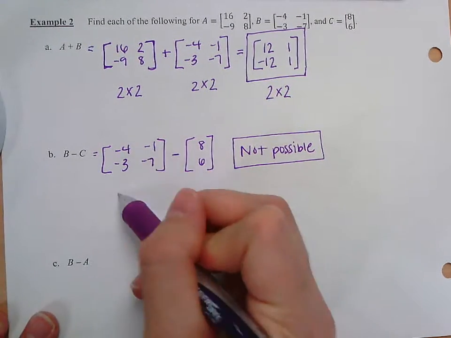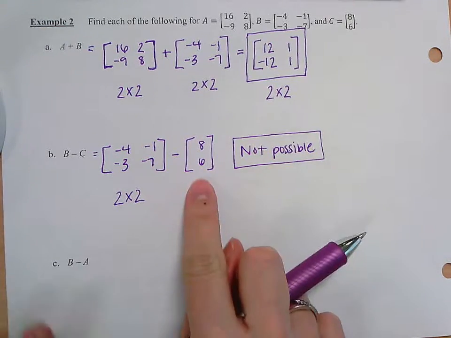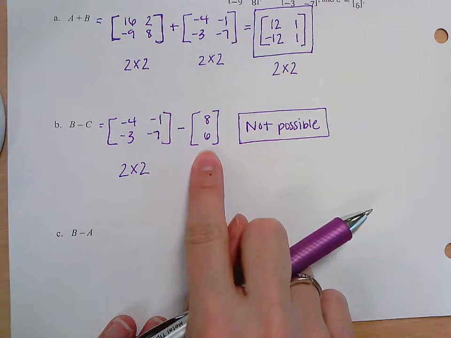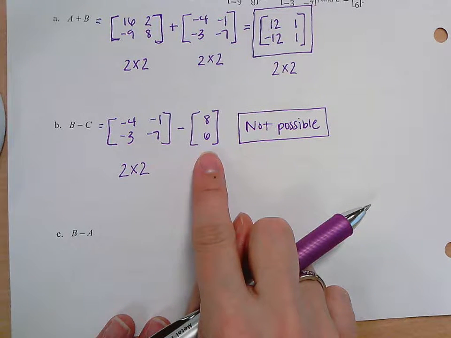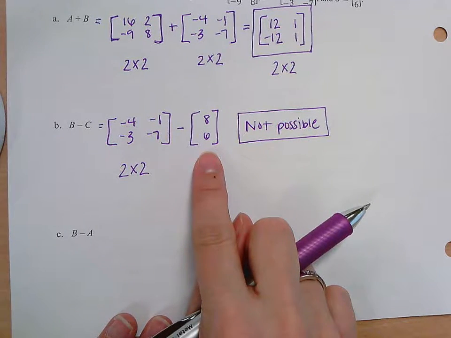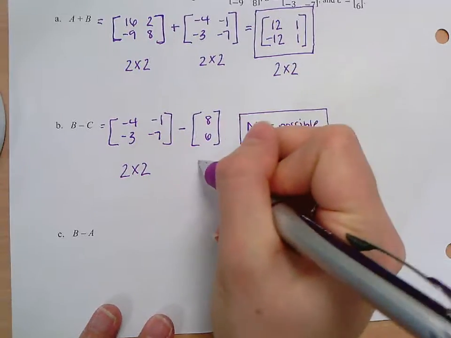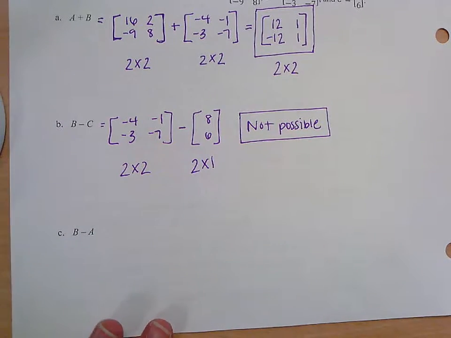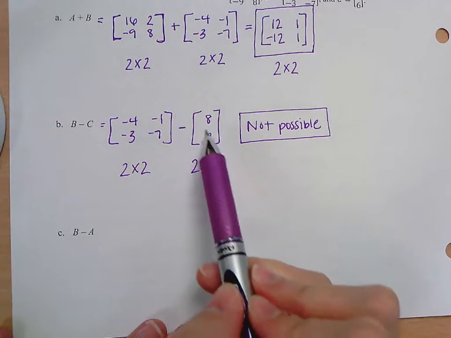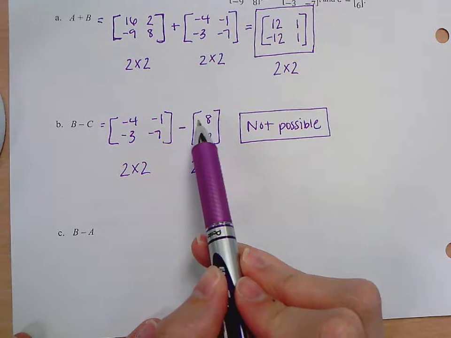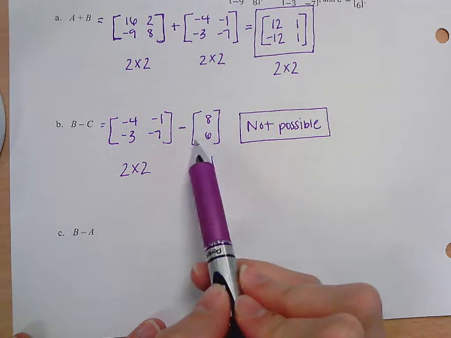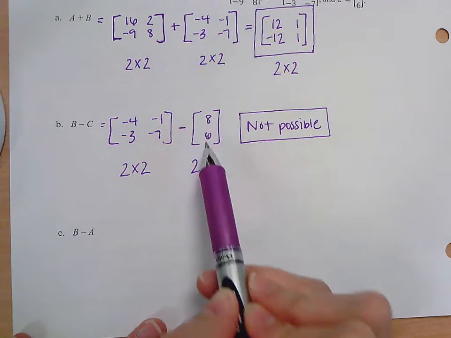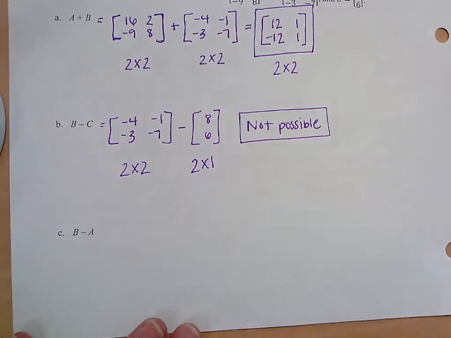So we already talked about how B was a 2 by 2 matrix. This then, what would the dimensions of this matrix C be? Not 1 by 1. Close. It's 2 by 1. So remember, it's rows by columns, and this is where it gets tricky because you have to think like the 8 is a row, the 6 is a row. So there are 2 rows, and then there's 1 column. So that is a 2 by 1 matrix.